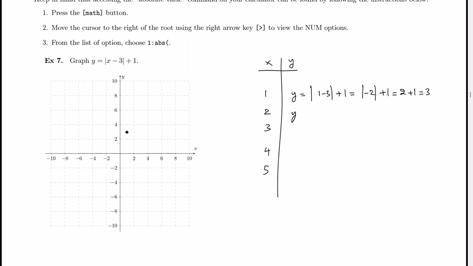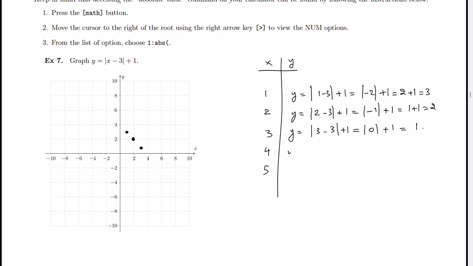When x is equal to 2, the y is going to be the absolute value of 2 minus 3, plus 1. This is the absolute value of -1 plus 1, which is 1 plus 1, which is going to be 2. So when x is 2, the y is also 2. And I continue the same way to find the other values. When x is equal to 3, the y is going to be the absolute value of 3 minus 3, plus 1. So basically that's 0 plus 1, which is going to give me simply 1.